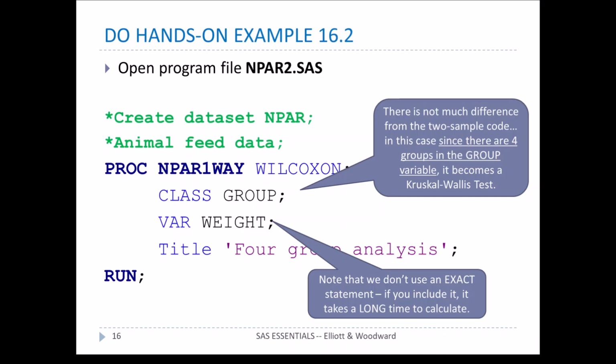All right, now open the program file NPAR2.SAS to do this example. You'll notice it says we already created the data set called NPAR. So we're going to do a PROC NPAR1WAY, and again we use the Wilcoxon option here. Class group, just the same as we did in the previous one, except this time there are 4 group treatments in the group instead of 2, and that's what causes it to be this kind of test instead of the test just for the 2 groups. And then the variable, the one we measured, is called weight.